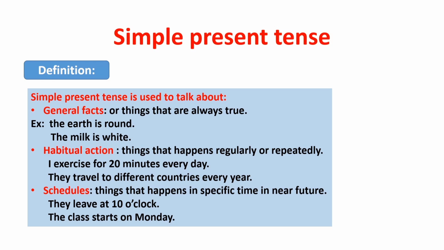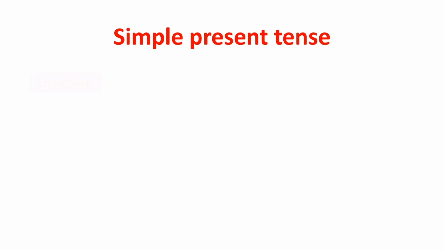The third one is schedules, things that happen at a specific time in the near future. So when we have a schedule for the near future, a specific time, then we can use the simple present tense to express or talk about it. They leave at 10 o'clock, or the class starts on Monday. So let's continue with the structure.